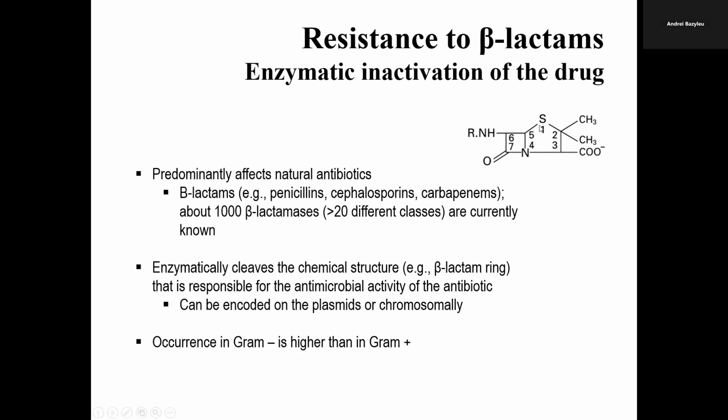One thing to remember is that this mechanism of resistance using enzymatic inactivation is more common in gram negatives than it is in gram positives. As you can see here, thousands of different beta-lactamase enzymes have been identified, and probably a lot more haven't been identified yet. They belong to more than 20 different classes. You don't need to know any of those classes, just to give you the idea behind the diversity.